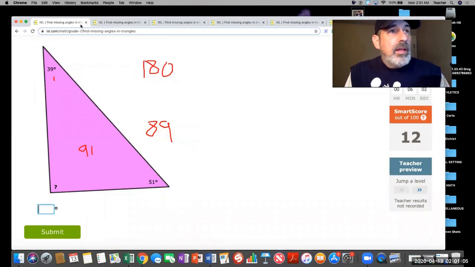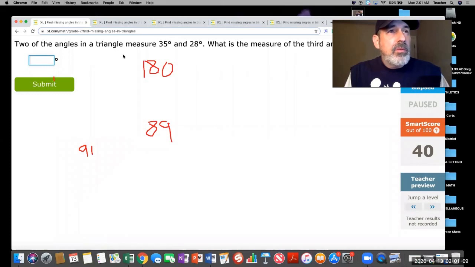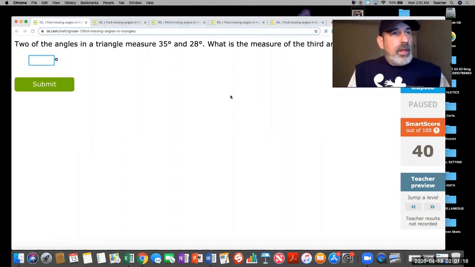Wonderful. Okay, so now I skipped to the next level. Sometimes my internet doesn't work when I'm using IXL and Zoom at the same time. All right, now, two of the angles in a triangle measure, see, they don't even have to give you a picture. You just know they have to total 180. So they're telling me one's 35 and one's 28. What is the measure of the third angle?